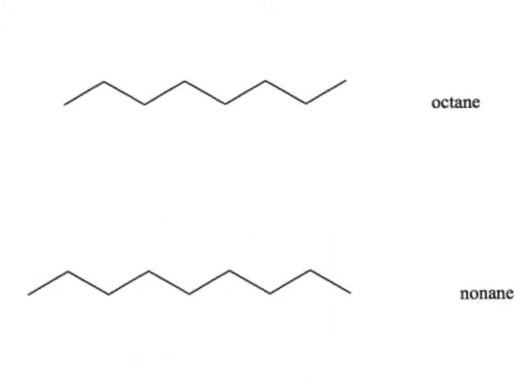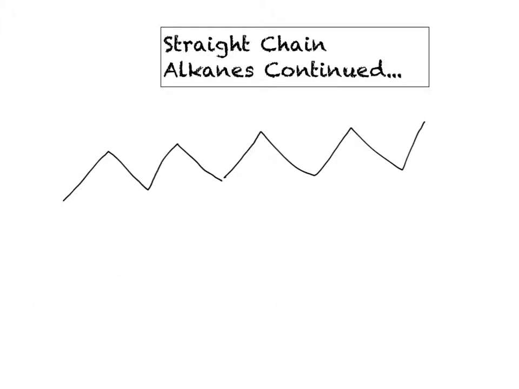So continuing with these examples, 8 carbons would be octane with the prefix oct. And then 9 carbons would be called nonane with the prefix non. The last most common straight-chain alkane is decane. Decane contains 10 carbons, and the prefix for 10 carbon straight chains is dec.